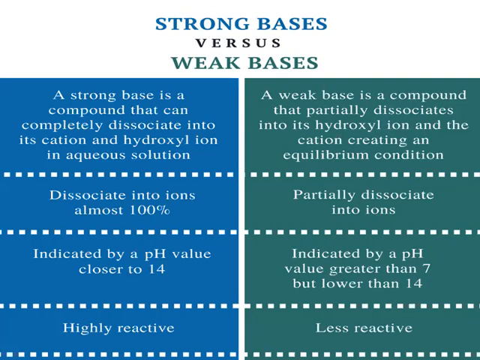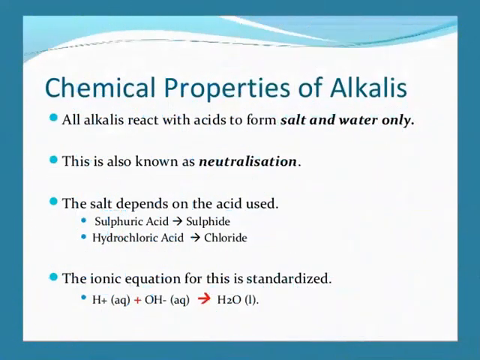Strong bases are indicated by a pH value closer to 14, whereas weak bases are indicated by a pH value greater than 7 but less than 14. Strong bases are highly reactive, whereas weak bases are less reactive.